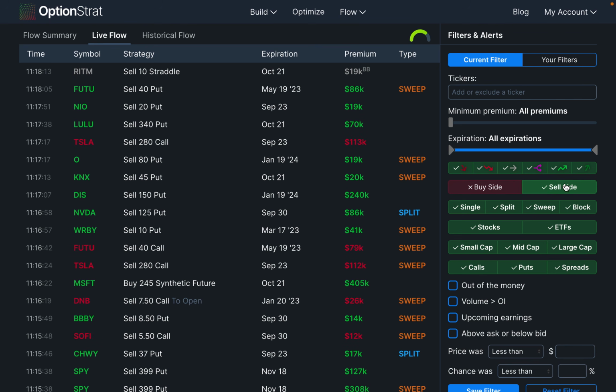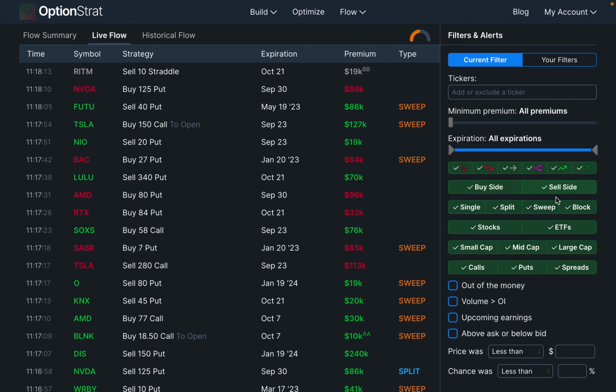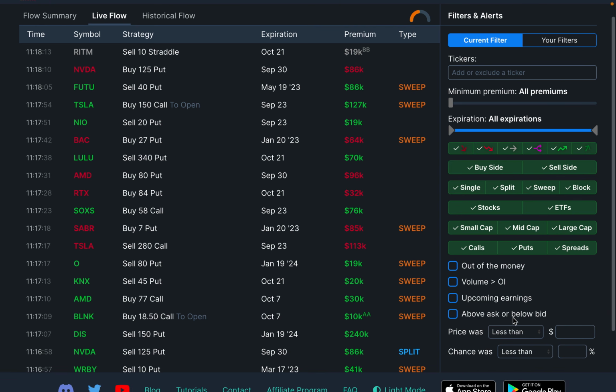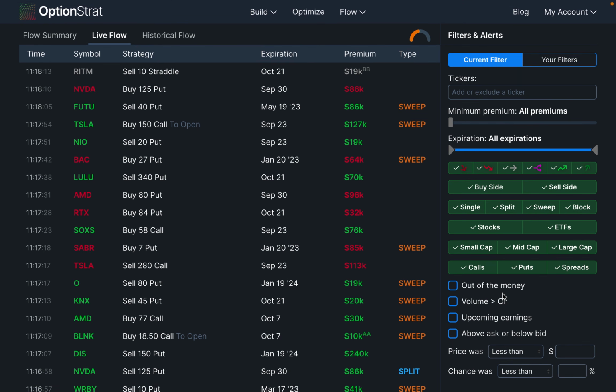Maybe you're only interested in selling. You could filter to sell. You could filter by the type. Filter, do you want to see stocks, just ETFs, small cap, mid cap, large cap, and then of course calls, puts, spreads, and a couple other things, right? Like out of the money, volume, upcoming earnings, and a couple of different things there as well.